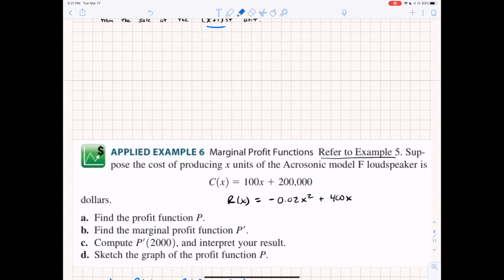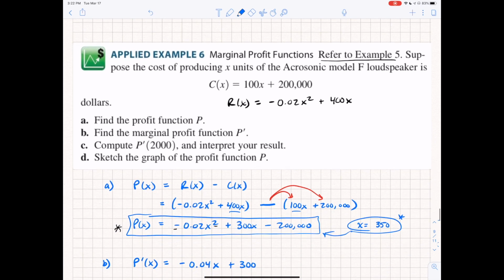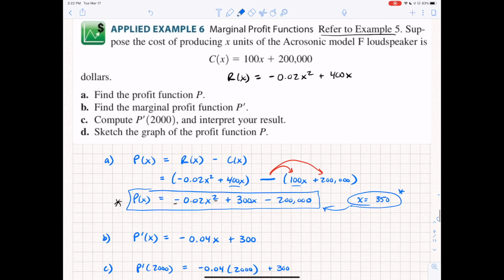All right, so I'm going to scroll down so you can see my work for this. So for A, if I'm going to do the profit function, I need to do my revenue minus my cost. So my revenue from example 5 minus the cost function that's given. And then I've just simplified the red arrows. Just remember that this minus is distributing, so it's a really easy mistake to make. I've got negative 0.02x squared plus 400x minus 100x is 300x minus 200,000. And so this is my profit function here.